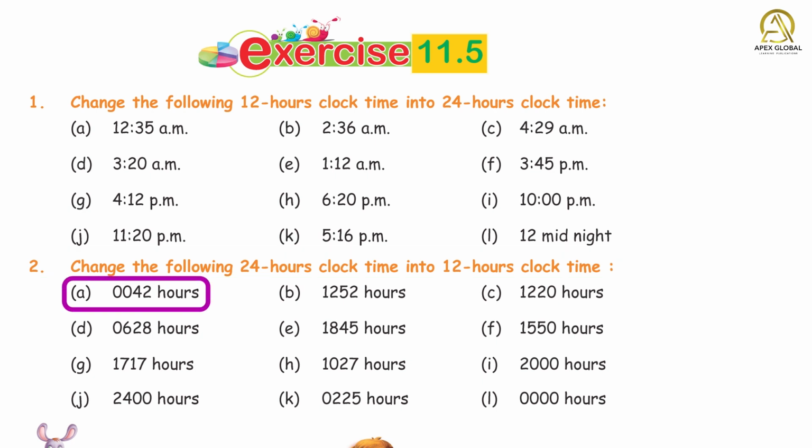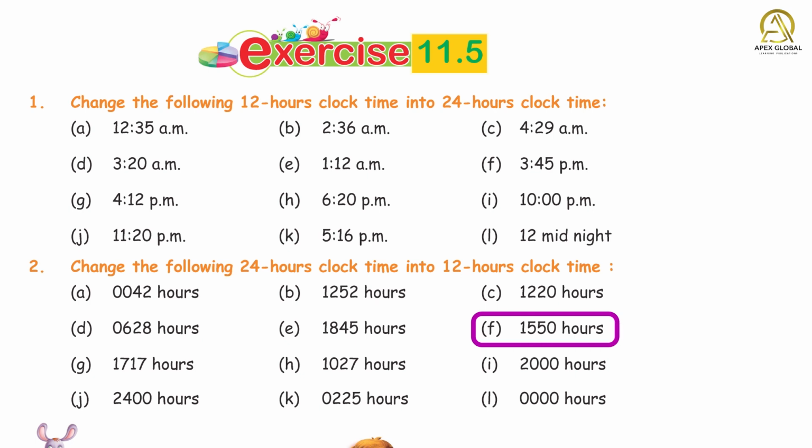Question 2. Change the following 24-hour clock times into 12-hour clock times. A. 0042 hours, 12:42 a.m. B. 12:52 hours, 12:52 p.m. C. 12:20 hours, 12:20 p.m. D. 6:28 hours, 6:28 a.m. E. 18:45 hours, 6:45 p.m.